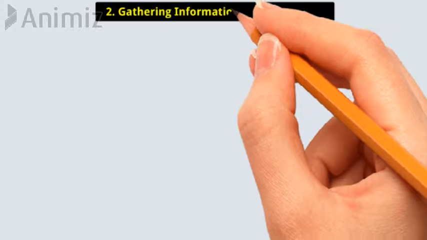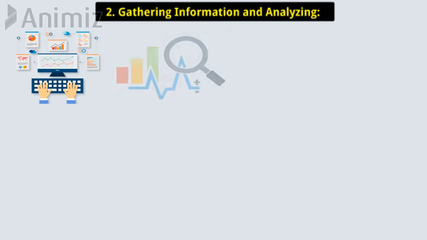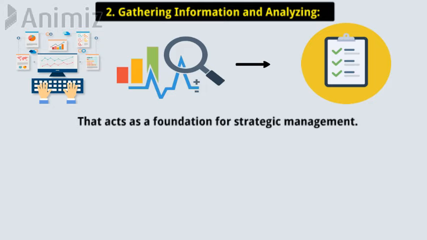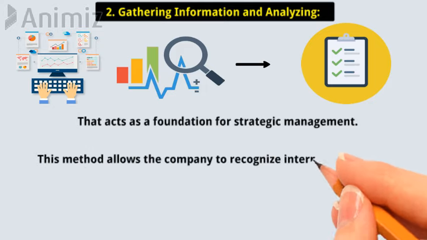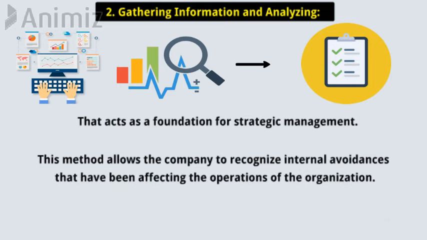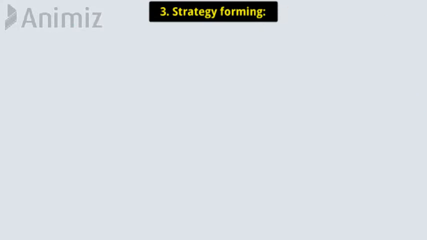2. Gathering information and analyzing. The data gathered from within the organization and the market help in developing a constructive plan that acts as a foundation for strategic management. This method allows the company to recognize internal avoidances that have been affecting the operations of the organization. 3. Strategy forming.